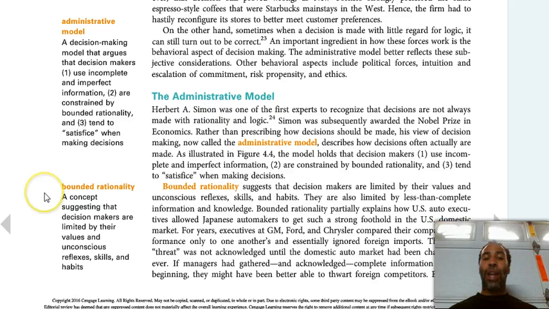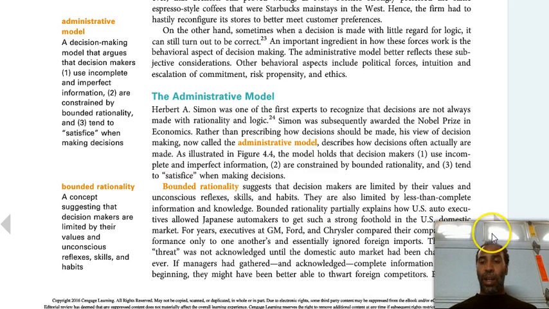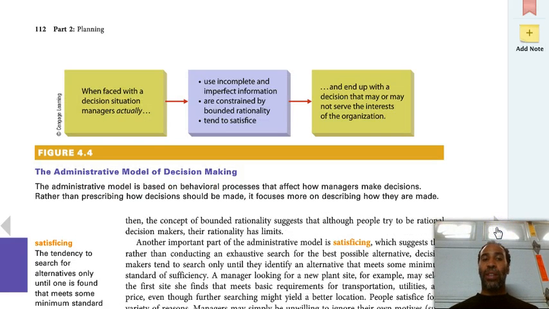And as we spoke about under administrative model, bounded rationality. So this is a concept suggesting that decision makers are limited by values and unconscious reflexes, skills, and habits, right? So if it's not within my mind concept, my brain is not allowing me to look at the entire scope, my bounded rationality is not going to understand your great and complex idea. My bounded rationality is only within this circle, but your idea is way out here in this sphere, and your idea is great, but I can't understand what your idea is because my mind can only go this far, right? I've got the small brain that can't understand exactly where you're going with it.